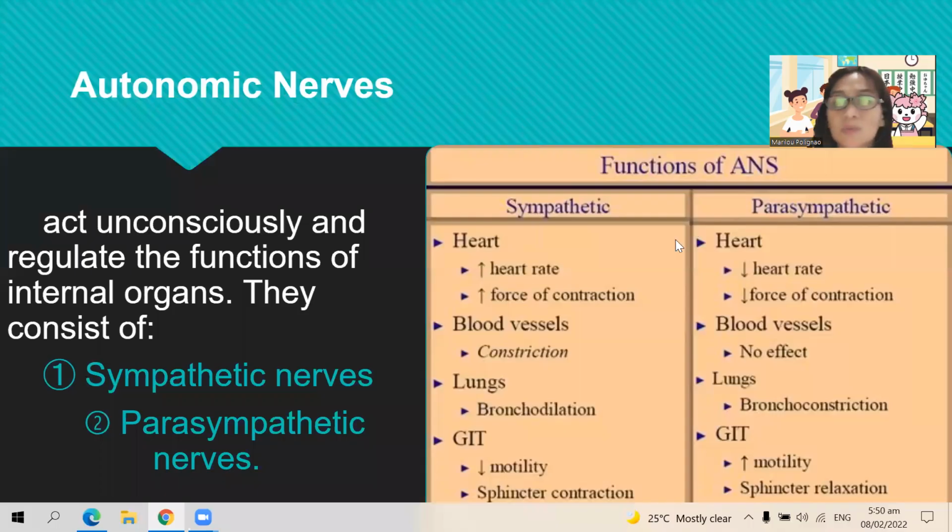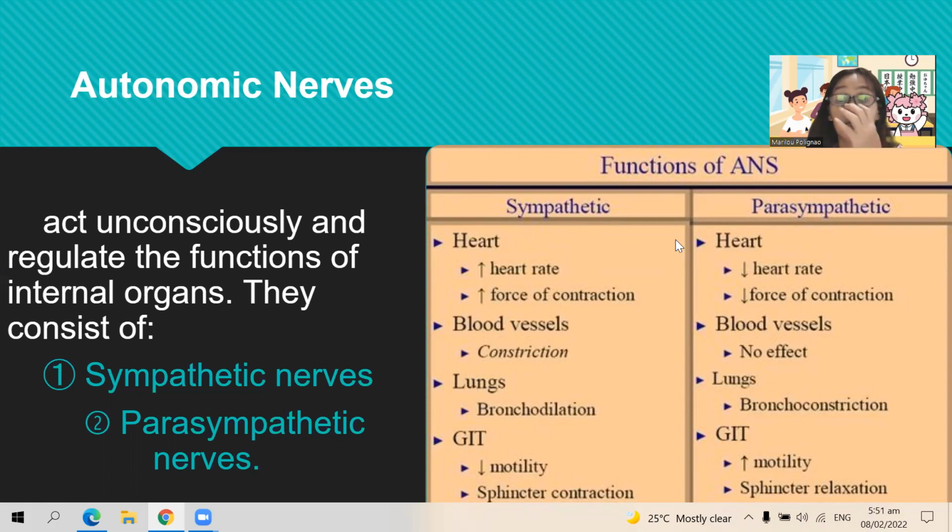Okay, yung autonomic nerves, they act unconsciously and regulate the function of internal organs. They consist of the sympathetic and parasympathetic. So, yan po yung ibig sabihin ng function na act unconsciously and regulate the function sa mga internal organs natin. Pag sinabing internal organs, yun po yung may mga sympathetic nerves and parasympathetic nerves. Ano po yung trabaho ng sympathetic nerves? So, yan yung mga heart rate, blood vessel constriction, lungs bronchodilation, and motility and sphincter contraction.